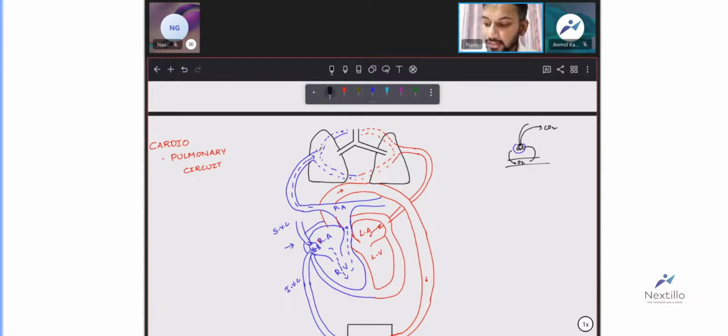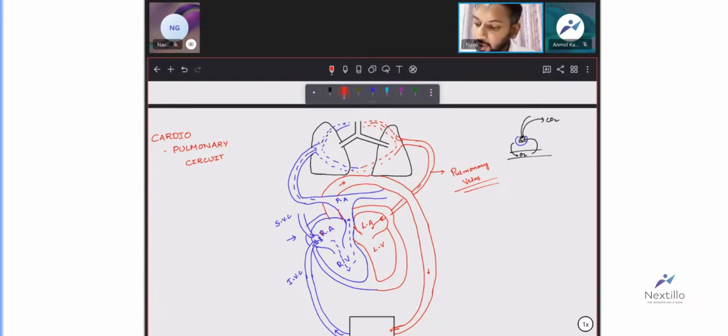Yes, so this deoxygenated blood is oxygenated in the lungs, and this oxygenated blood is taken up by veins in the lungs. They are known as pulmonary veins. Usually veins carry which blood? Usually veins carry deoxygenated blood. But the veins in the body which carry oxygenated blood are pulmonary veins. So it is carrying the oxygenated blood into the left atrium. From the left atrium into the left ventricle, you're getting the oxygenated blood.